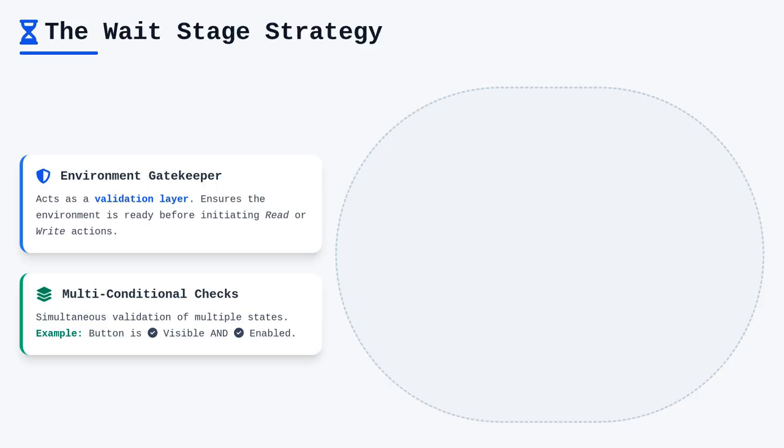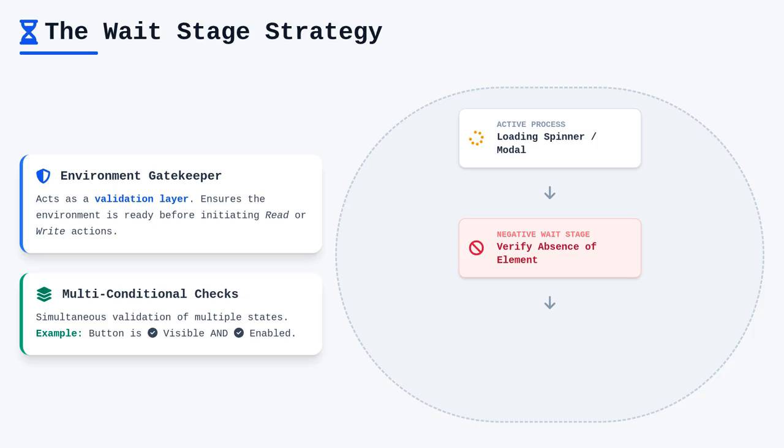Beyond these positive checks, we must also consider the utility of negative wait stages, which verify that an element has disappeared from the screen. This is particularly important when dealing with loading spinners, status bars, or modal dialogues that persist while a background process is active. By setting a wait condition to look for the absence of an element with a defined timeout, we effectively synchronize the workflow with the completion of a background task.